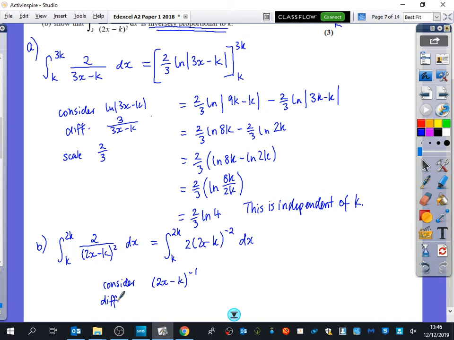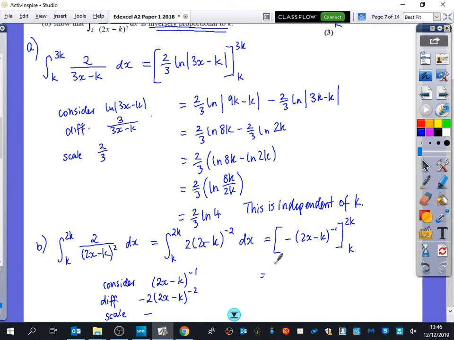So let's differentiate that and see what we would get. We would get minus from the power, and then 2 from in here, (2x minus k) to the -2. So it's almost right, apart from we've got this extra minus here. So when we scale it, we're going to have to put in an extra minus outside the front. So it's going to be like this, but with a minus. So this actually integrates to minus (2x minus k) to the -1, all between k and 2k.